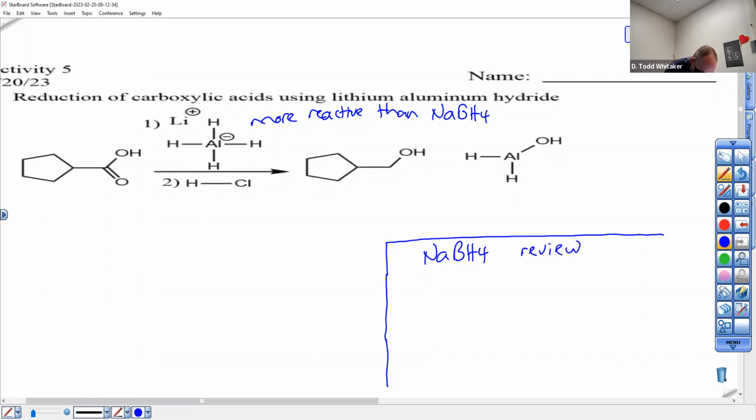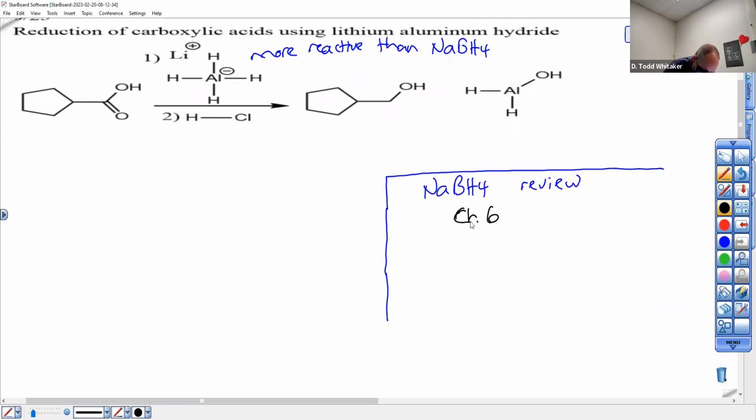Chapter 6, we saw RHgOAc. You reacted it with NaBH4, and it got rid of the mercury. Remember that? Chapter 6, demercuration.